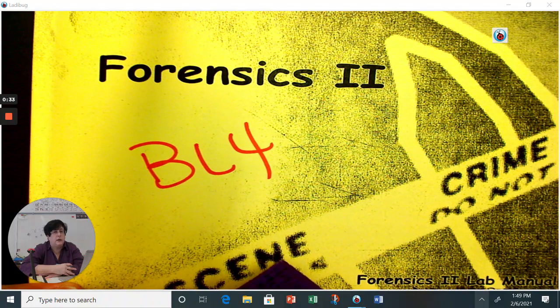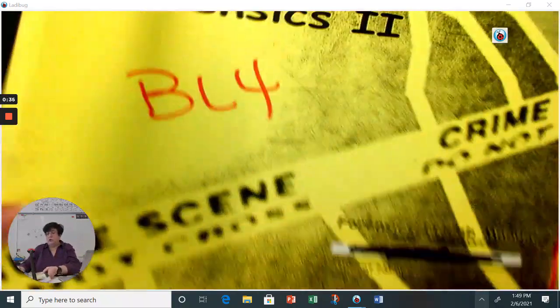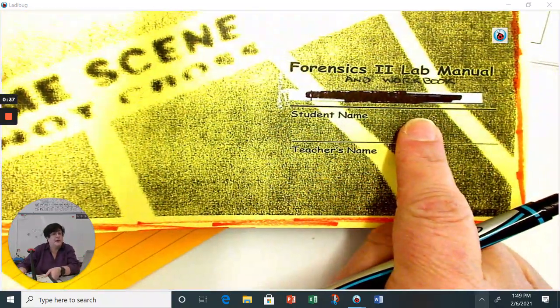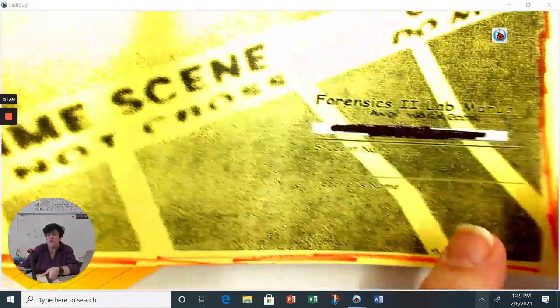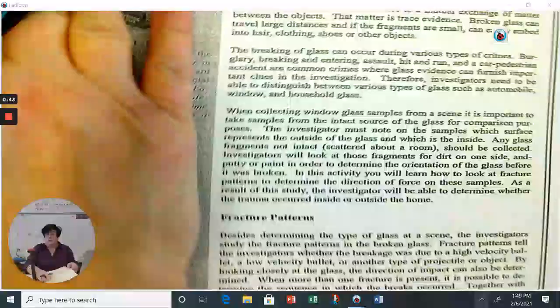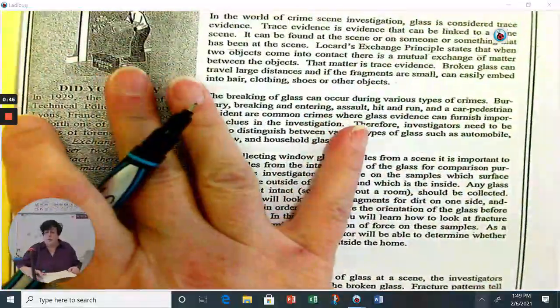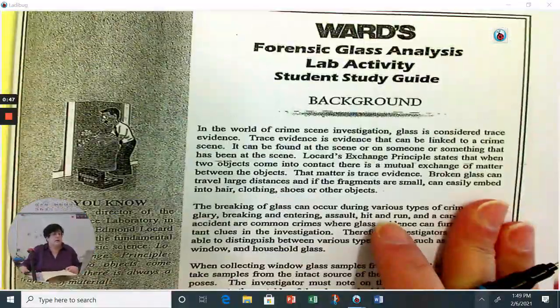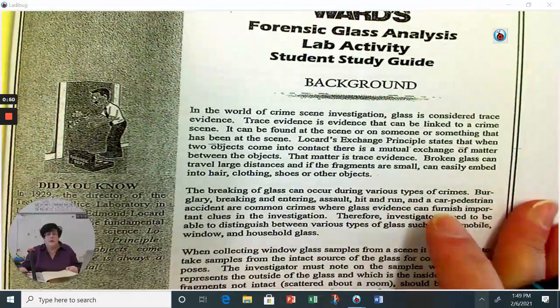So what do you need? You need out your Forensics 2 lab manual as we go through this. If you open up your Forensics 2 lab manual, the very first lab is the lab on glass activity. A lot of information here.